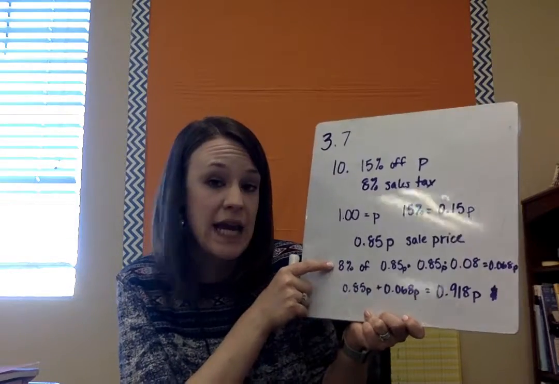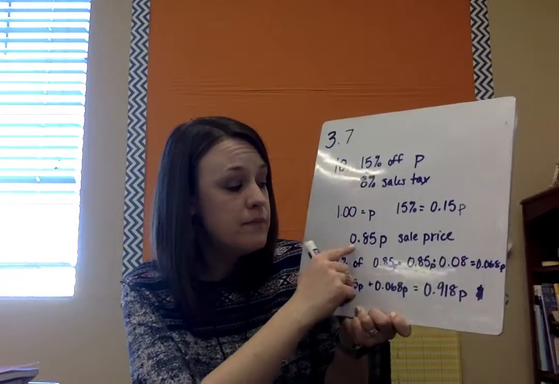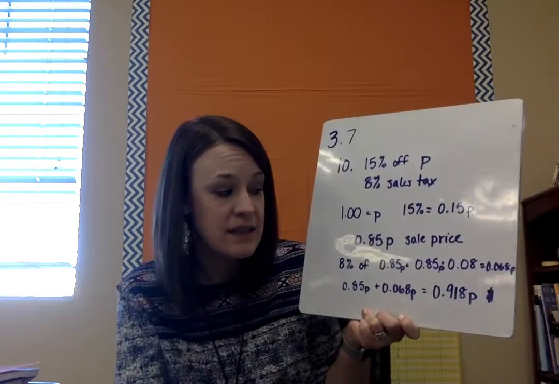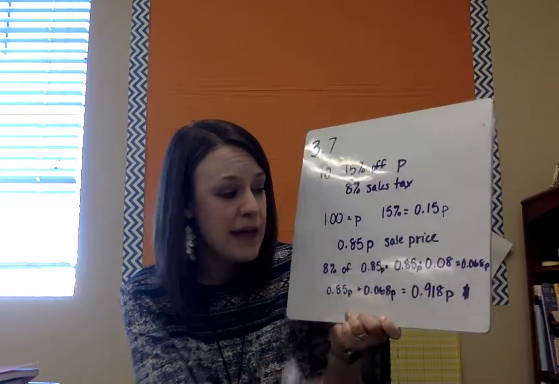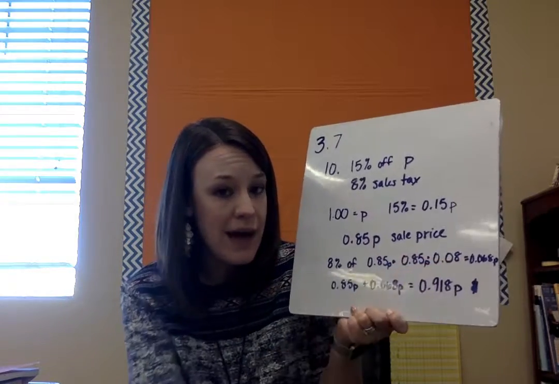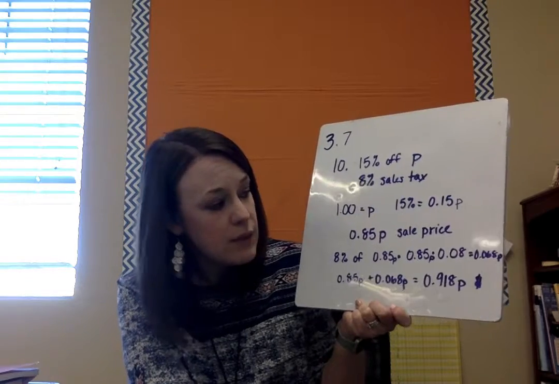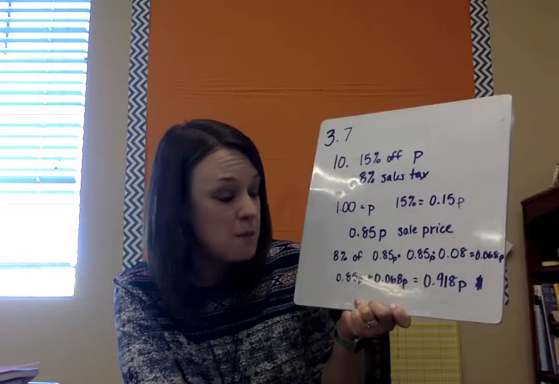So we are finding 8% of 0.85 P. Because if that's how much it cost, 8% of that is the sales tax. So I take 0.85 P and multiply it times the decimal for 8%, which is 0.08 or 8 hundredths, and I get 0.068 P or 68 thousandths P.